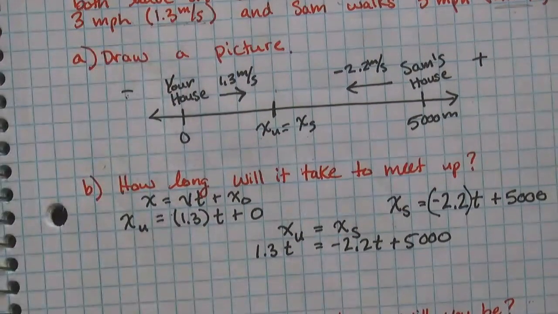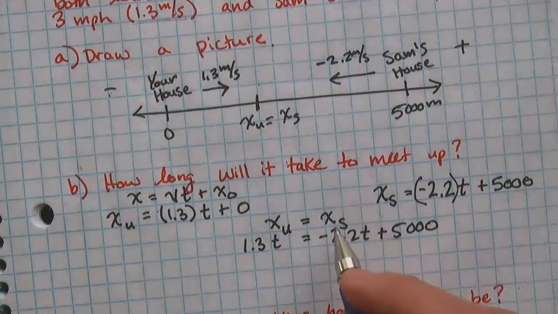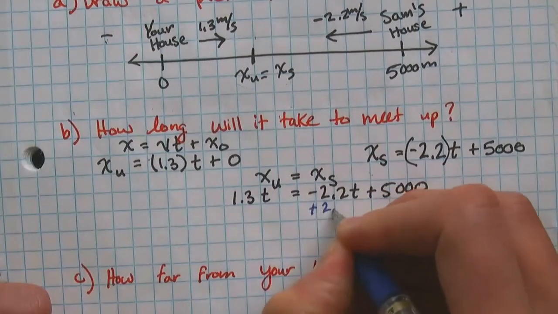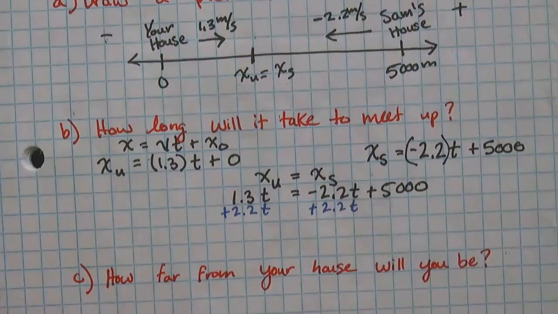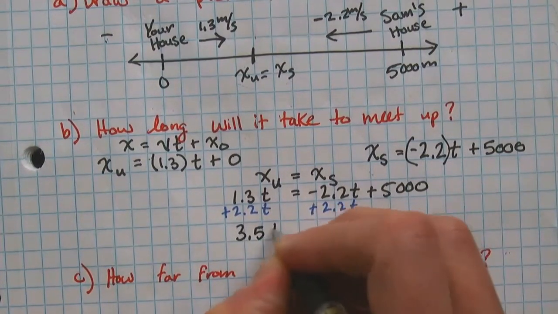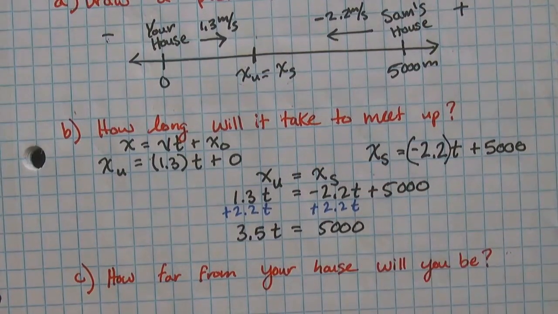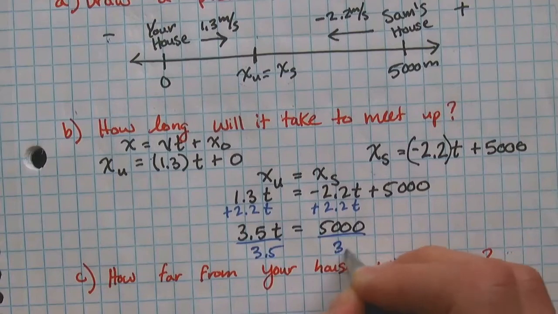So, where'd my blue pen go? Well, there it is. So now to solve, we need to get both the t's on the same side. So I'm going to add 2.2t to both sides. So that's going to give me 3.5t on this side is equal to 5,000. Then divide by 3.5 to get t all by itself. Got to do it to both sides.